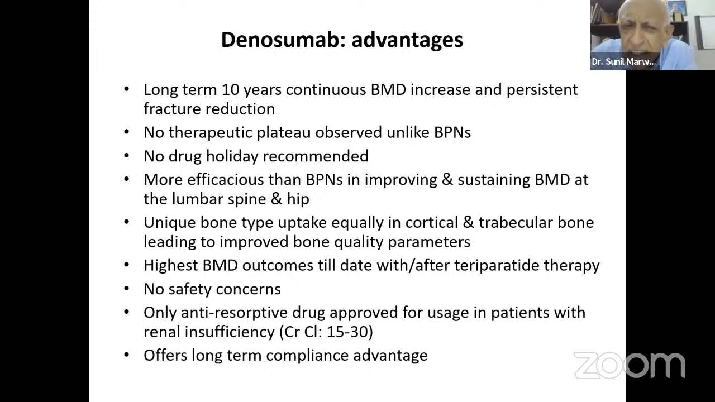For every study, there are so many studies I could put down on the board and show you. More efficacious than all other bisphosphonates. There's no comparison in sustaining not only bone densities, but reducing the hip and spine fractures. There is no comparison, my friends and colleagues. Unique bone type uptake equally in cortical and trabecular bone, leading to improved bone quality parameters. The only drug. The other bisphosphonates are not in the running at all. So why are we using them? Why are we projecting them? Why are we confusing our colleagues?